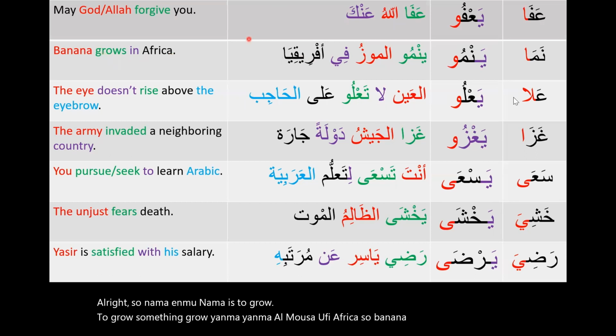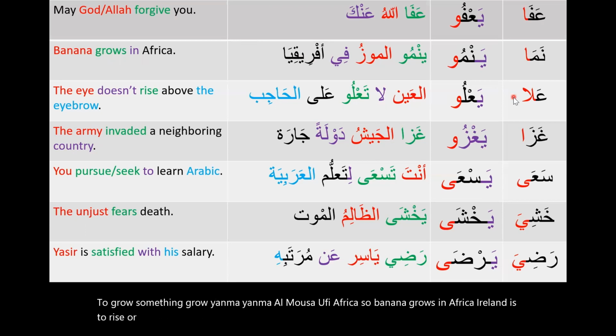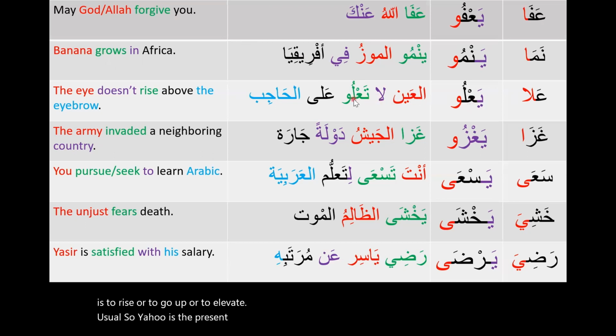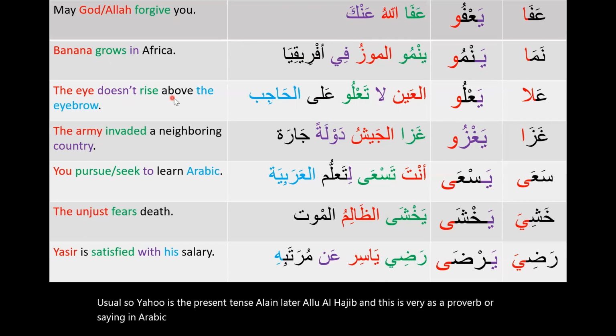Ala is to rise or to go up or to elevate, like yasmu. So ya'lu is the present tense. Al-ain la ta'lu ala al-hajib. And this is a proverb or a saying in Arabic. So the eye does not rise above the eyebrow.